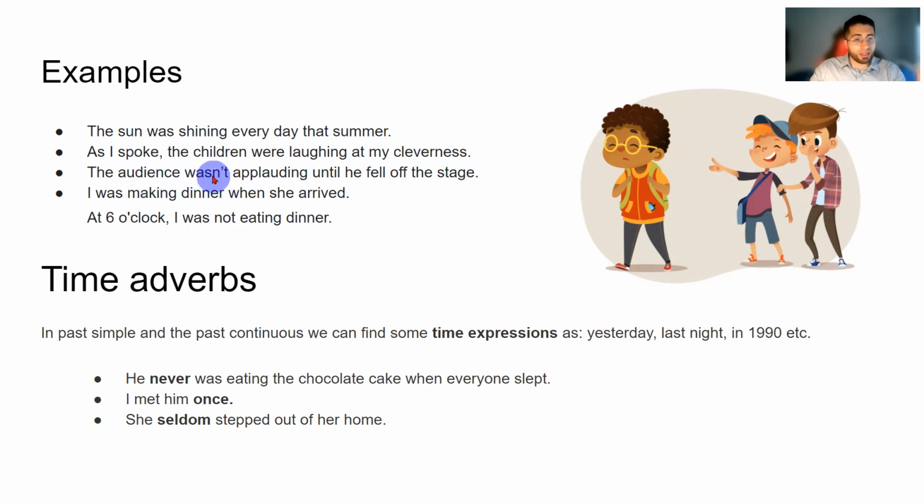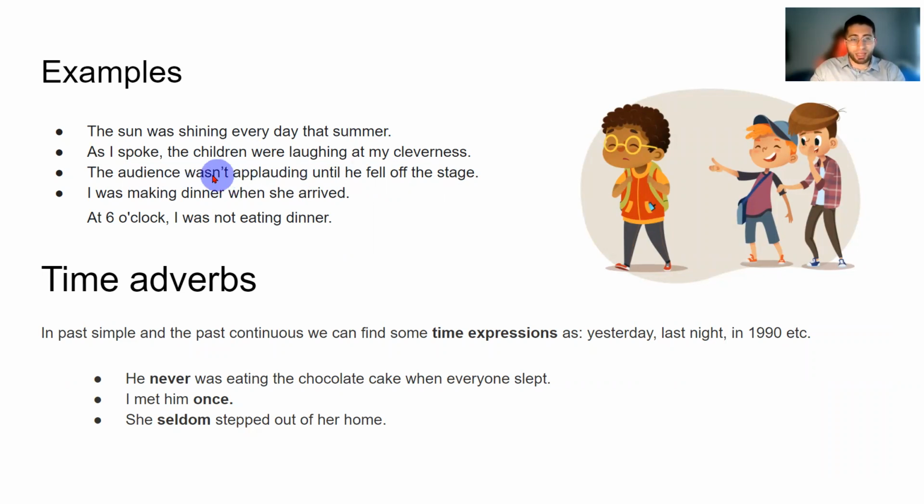The audience wasn't applauding until he fell off the stage, right? Como que la audiencia no estaba aplaudiendo hasta que él fell off, hasta que él se cayó del stage, se cayó del escenario, ¿listo? Entonces vean, chicos, por ejemplo, en este caso, en este ejemplo, he fell off, eso es pasado simple. Y esto, the audience wasn't applauding, right? Esto es pasado continuo, right? ¿Por qué?